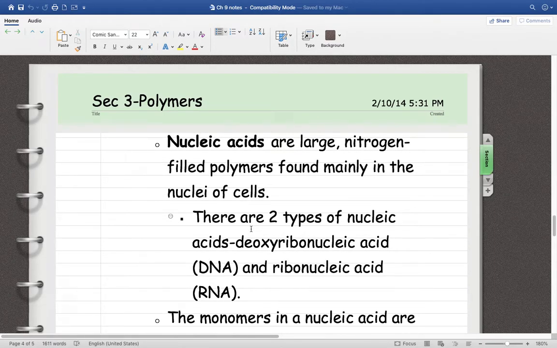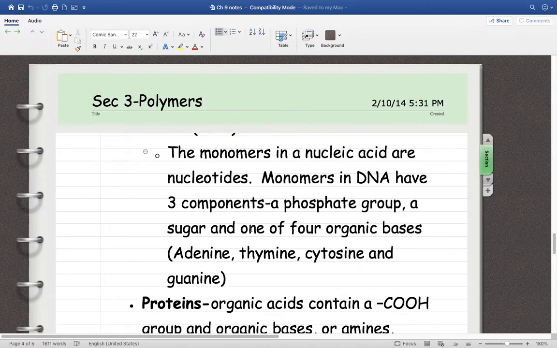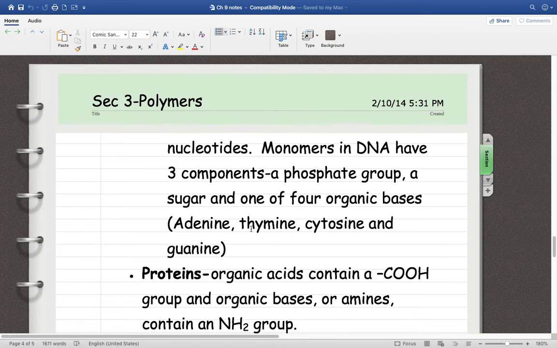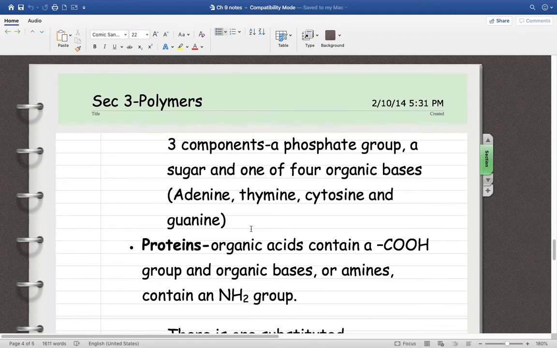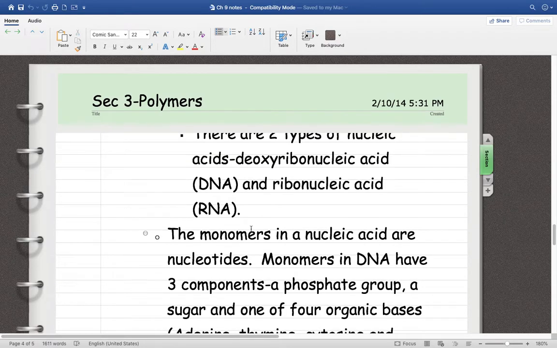Nucleic acids are your polymers. So they're a big long chain. DNA is a big long chain. DNA is made up of little bitty things called monomers, which are called nucleotides. And these monomers in DNA or RNA all have in common a phosphate group, a sugar, and one of the 4 organic bases: adenine, thymine, cytosine, and guanine. There's a picture in your book. Please look at these pictures. So nucleic acids, the polymer is DNA or RNA. The monomers are nucleotides.